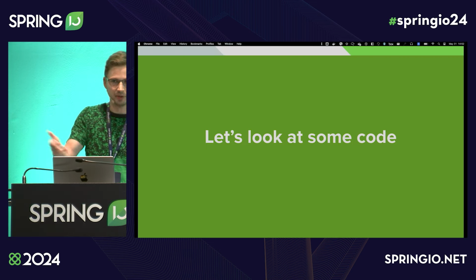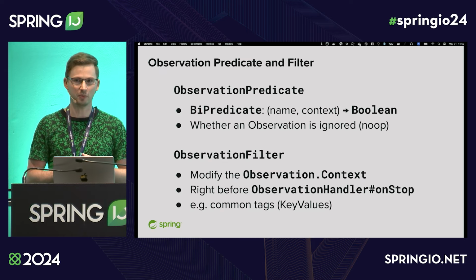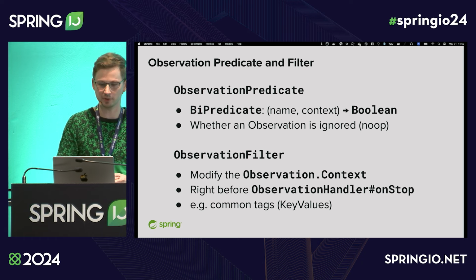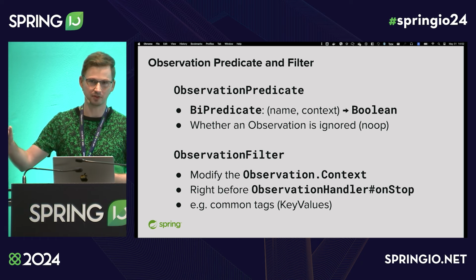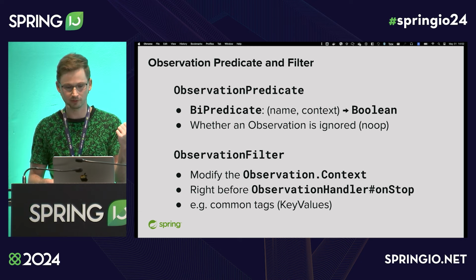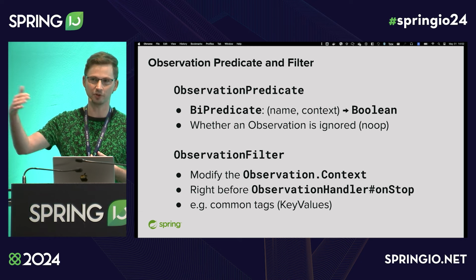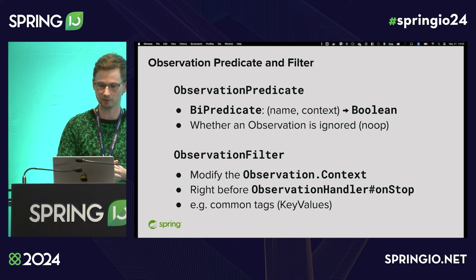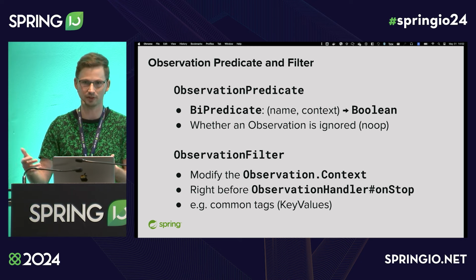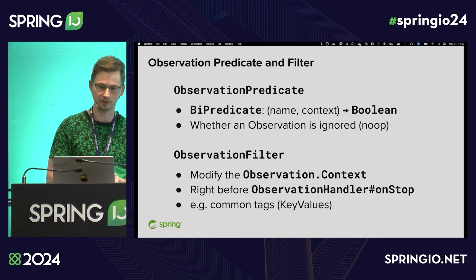But let's talk about some more things that you can do. We talked about how there's out-of-the-box instrumentation that exists already, and maybe you want to customize it. Maybe there's some noisy instrumentation from some library that you're using, and you don't want all of that observability data. So we have an observation predicate, which is a BiPredicate that takes a name and a context and returns a Boolean that says whether you are going to enable or disable that observation. If you return false, then that observation is going to be disabled, and you will not get any observability data out of that. This is good for turning off noisy observation in some library that you don't want observability data for.